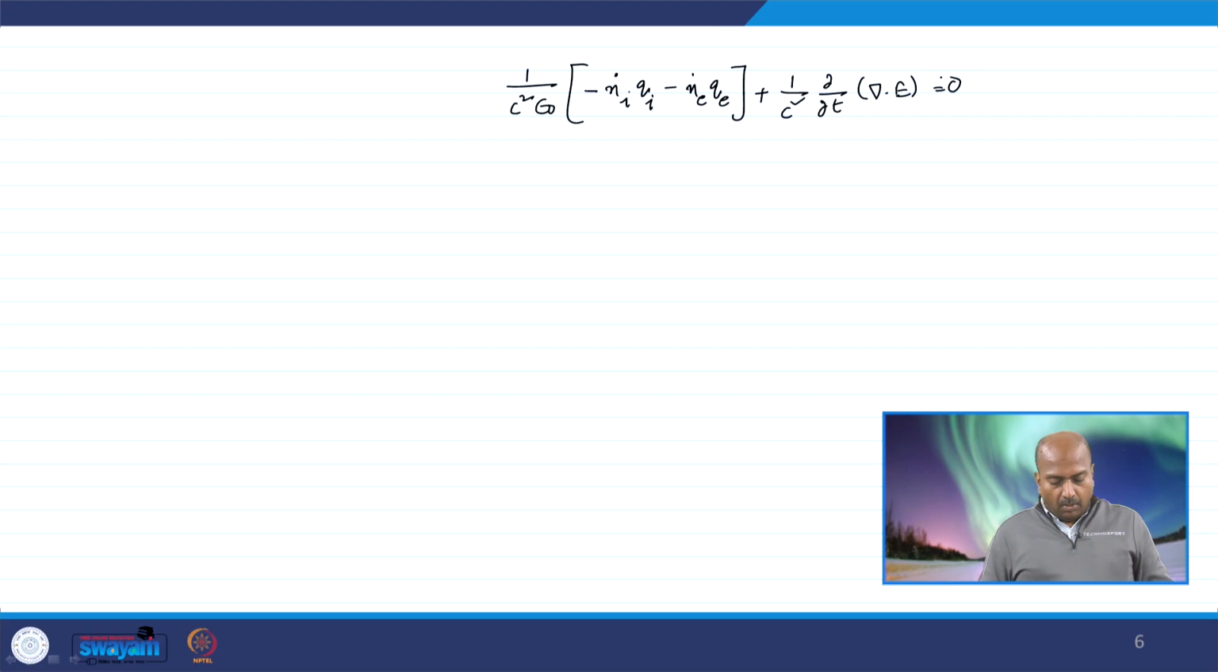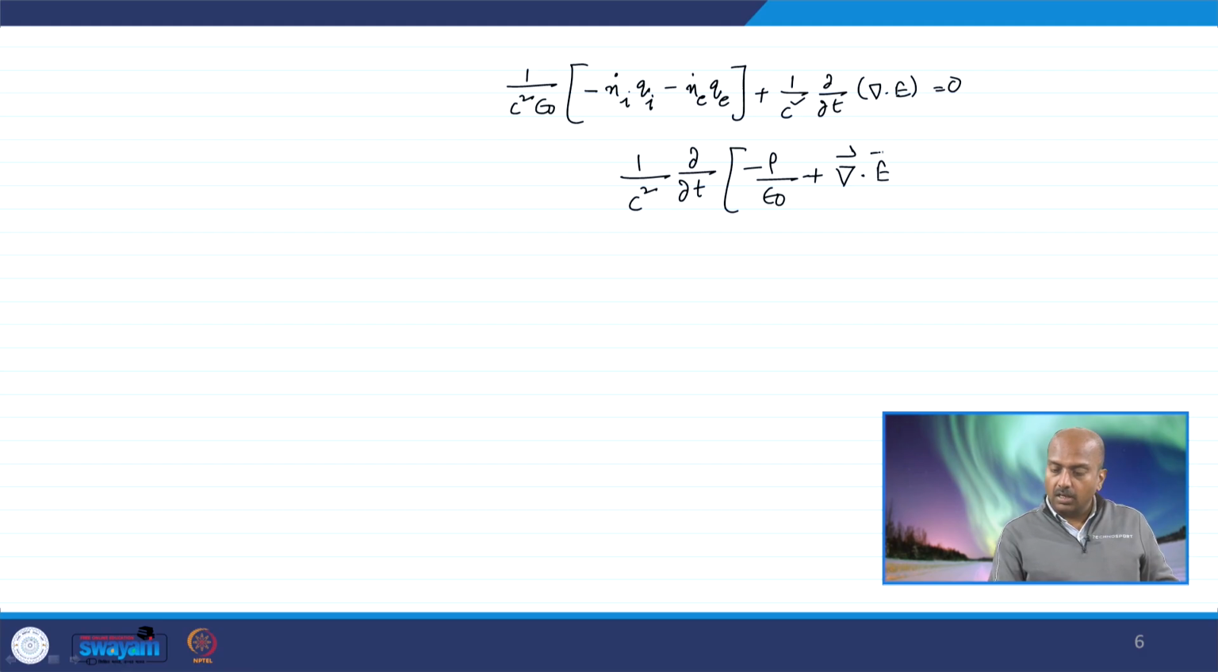Upon simple substitution, simple algebra, we will get this as equal to 1 by c square dou by dou t of minus rho by epsilon naught plus del dot E is equal to 0. So, you look at this term which appears within the bracket, it is nothing but the Gauss law, which is del dot E is equal to rho by epsilon naught, which means the information that we had in another equation is available in the fourth Maxwell equation, which is written in terms of the displacement current, right?